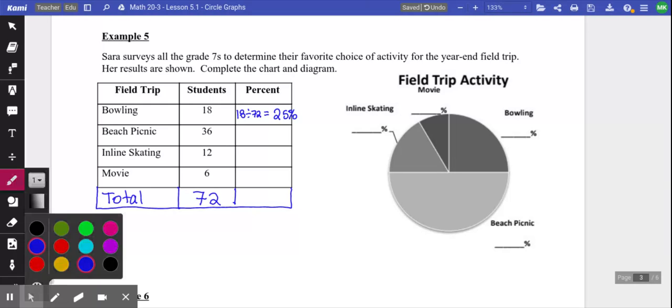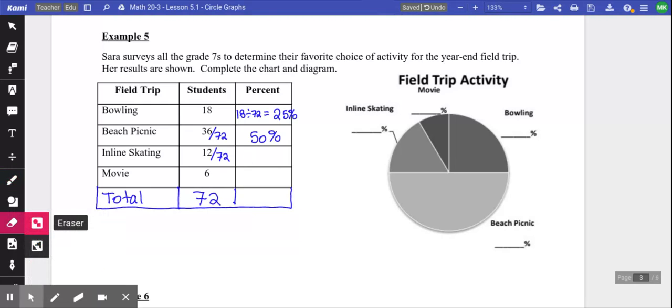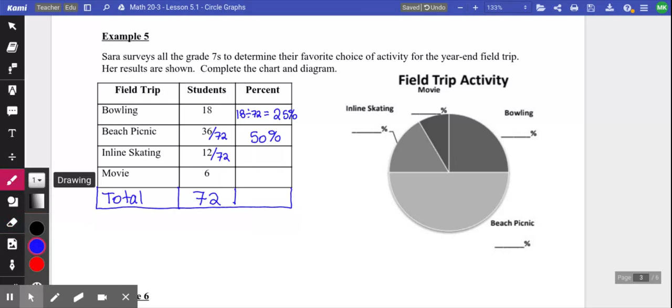And again, I can do that for everything. So I can divide this by 72 to get 50%. I can divide this by 72 to get, we're going to say 17%. You're going to round it, right? So my answer is 0.16 repeated, which we're going to round to be 17%. And then this, if you divide by 72, would give you a percentage of 8%.